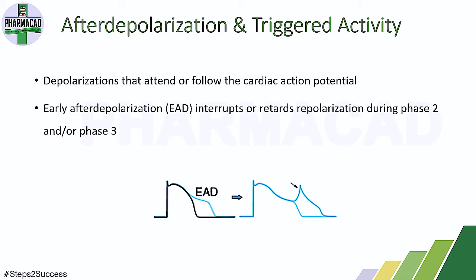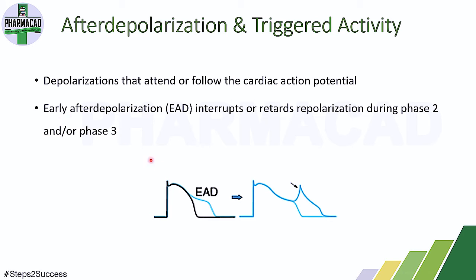So the first cause of arrhythmia was enhanced automaticity; the second cause can be after depolarization. After depolarization means depolarization that follows the cardiac action potential. You can see here one depolarization, the action potential is there, and before it ends there is another action potential which is starting, another depolarization which is starting, right? So there can be two types of after depolarization: early after depolarization and delayed after depolarization.